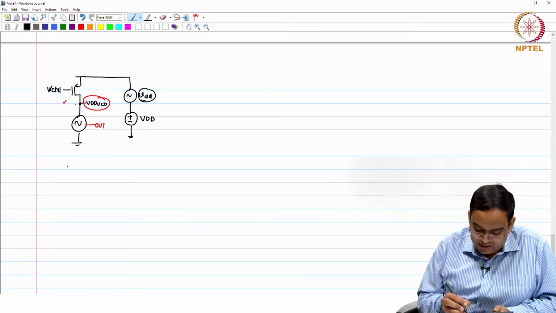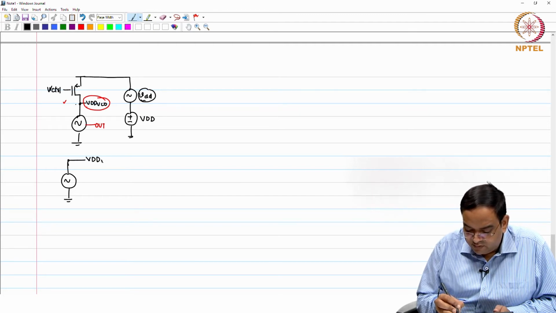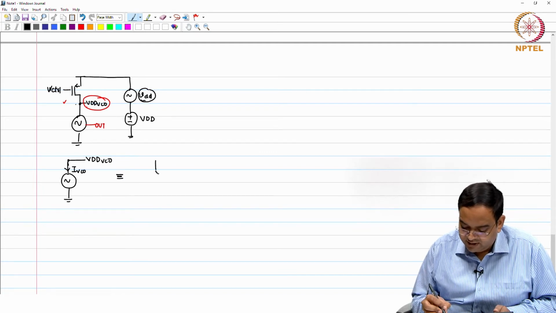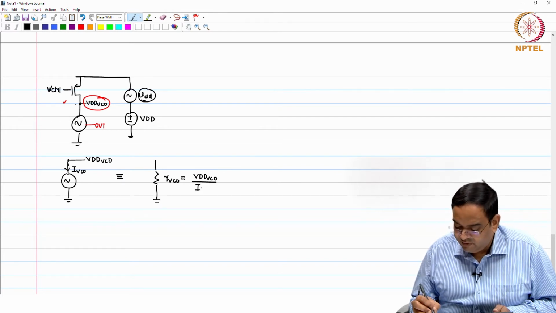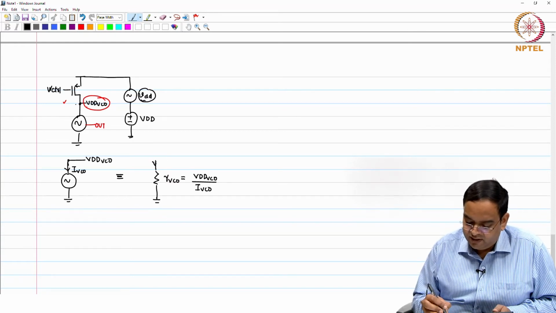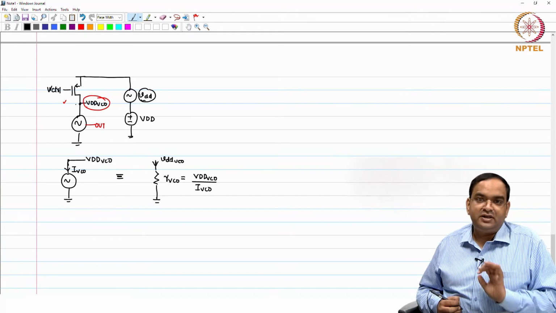So, to begin with, I am going to model my VCO, which has an operating point. This is just an example. It has a voltage VDD VCO and a current I VCO, so I can effectively model this with a resistance. This is just a modeling, whose R VCO is equal to the DC value VDD VCO divided by I VCO. This is just for modeling purposes. And this node I will call small VDD VCO, a small signal voltage.